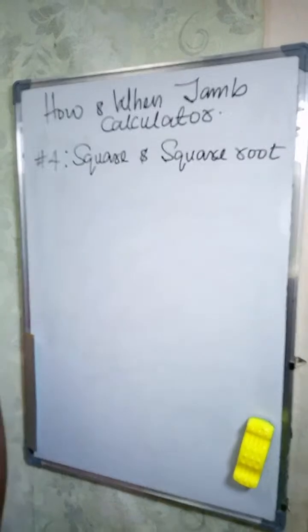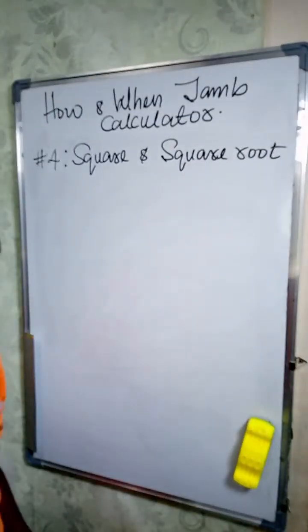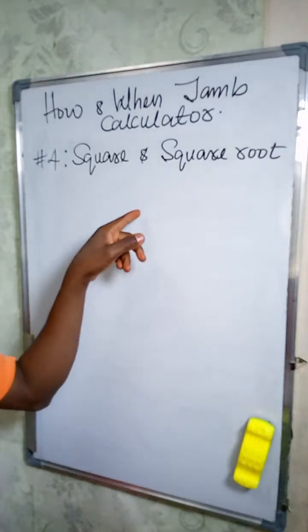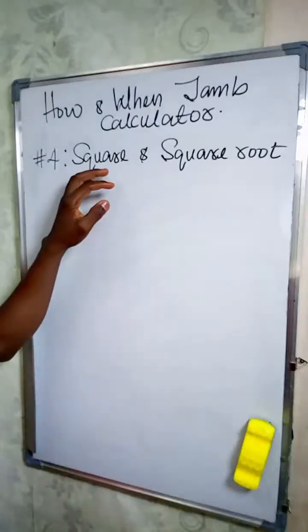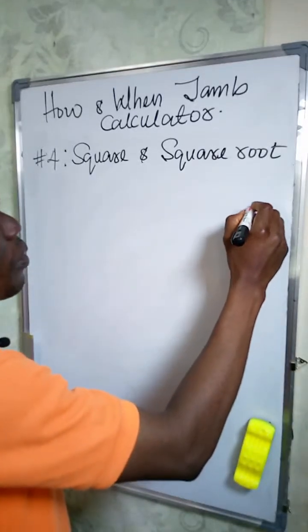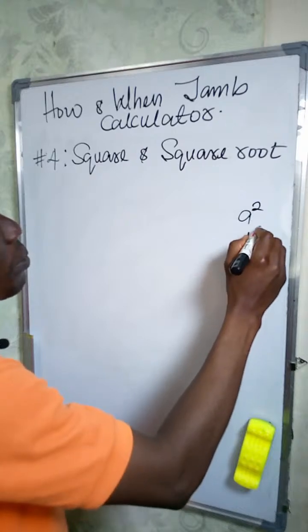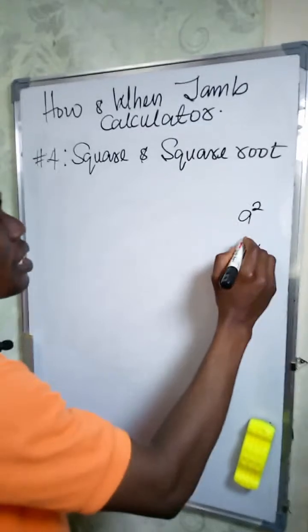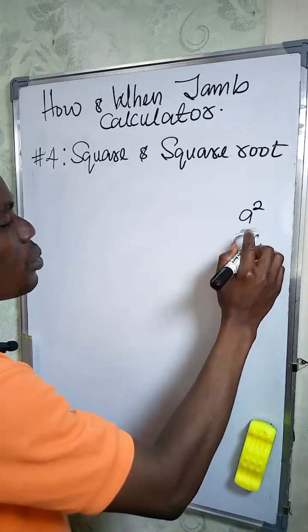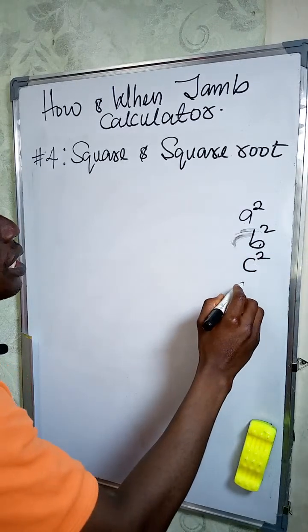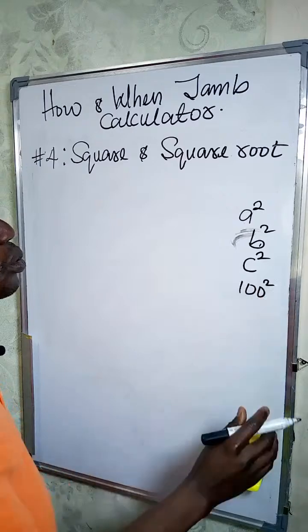Make you pay attention to this topic very well, because some people go see this kind of question and they go dey ask themselves say how they go fit take find this kind of square root of one number. Now when we say something na square, it means when you get a to the power of 2, b to the power of 2, all these ones, this one na square. When we get b to the power of 2 na square, c to the power of 2 na square, 100 to the power of 2 na square.